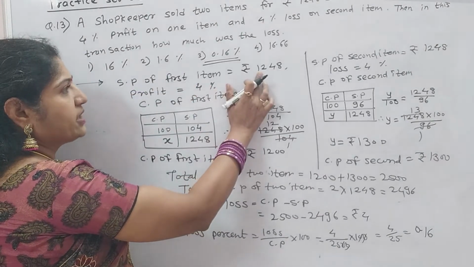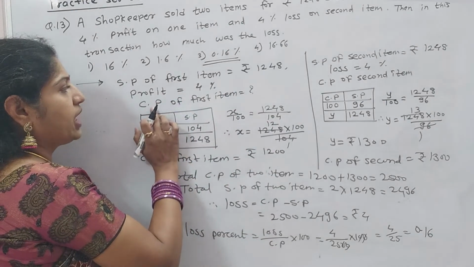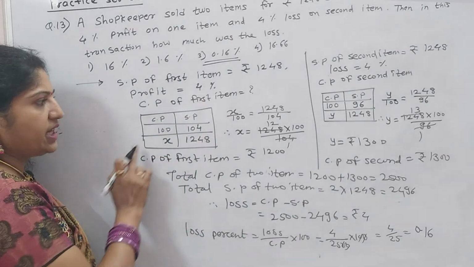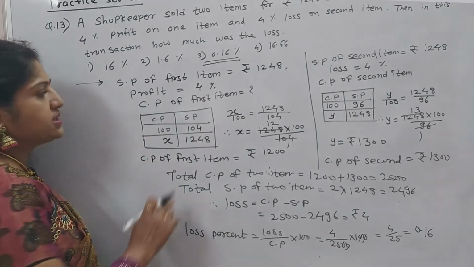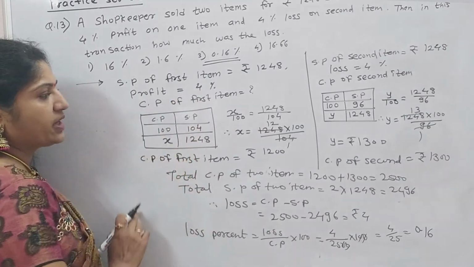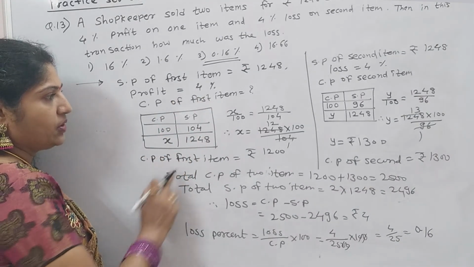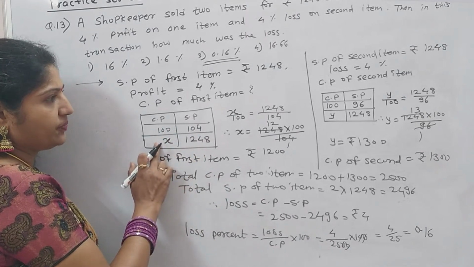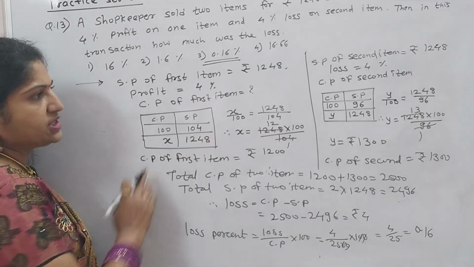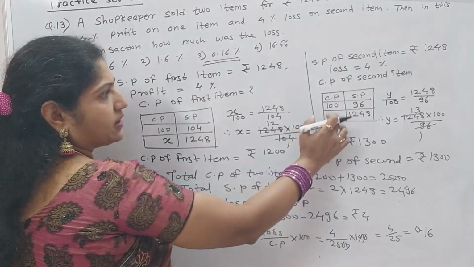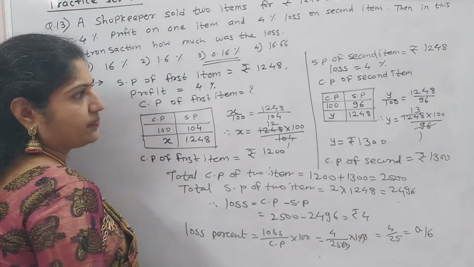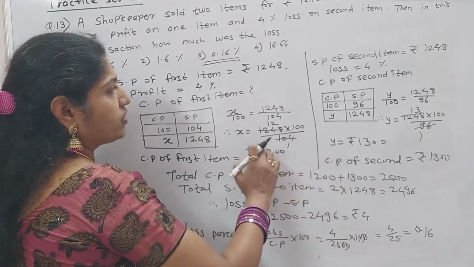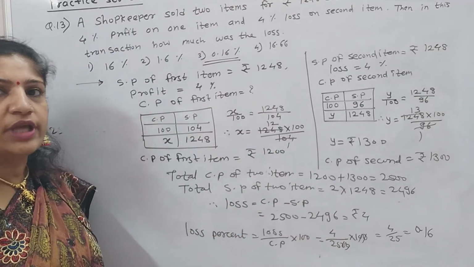Selling price of first atom, there is the profit. So we have calculated the cost price. Make the table, cost price and selling price. Let 100 be the cost price, 4% profit, so selling price is 104. Here we know the selling price of atom, we have to calculate the cost price. Use the direct variation. Similarly, there is the loss, 100, so I take here 96. In both cases, we have to first find the cost price of both atoms.